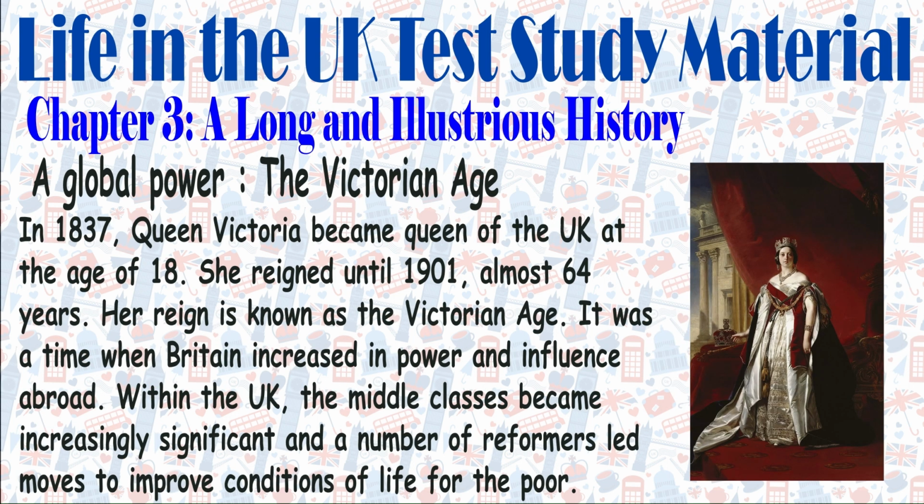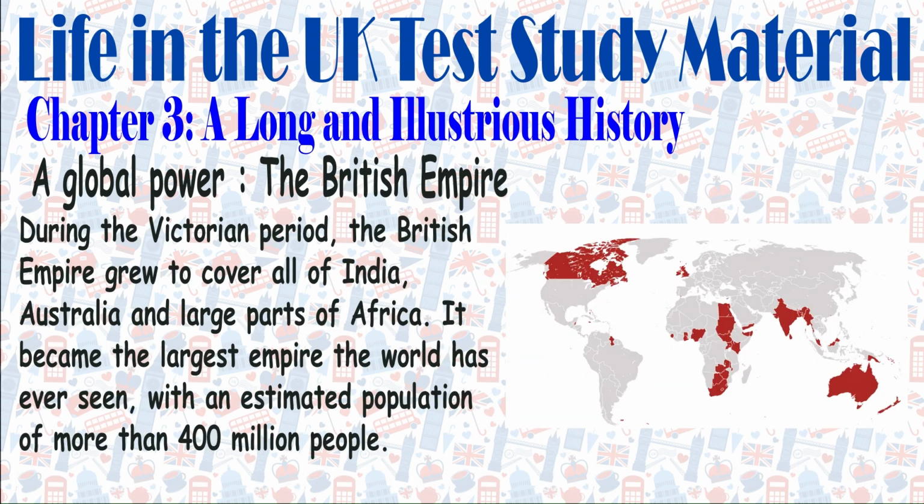The Victorian Age. In 1837, Queen Victoria became Queen of the UK at the age of 18. She reigned until 1901, almost 64 years. Her reign is known as the Victorian Age. It was a time when Britain increased in power and influence abroad. Within the UK, the middle classes became increasingly significant and a number of reformers led moves to improve conditions of life for the poor.